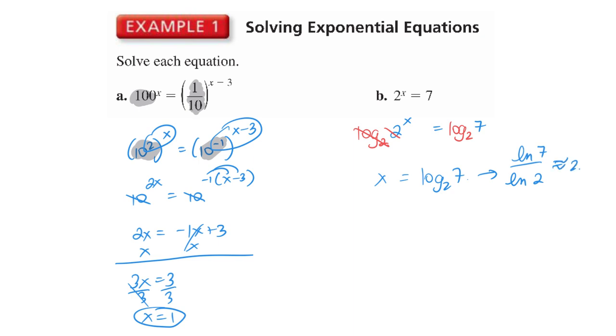And I'm going to get approximately 2.807. And that makes sense because, again, remember, guys, that 2 to the second power is 4 and 2 to the third power is 8. So it definitely has to be a number between 2 and 3, closer to 3. And so 2.807 makes a lot of sense.